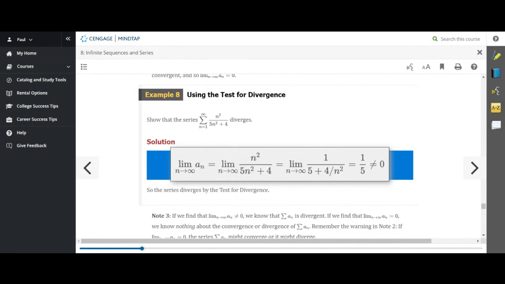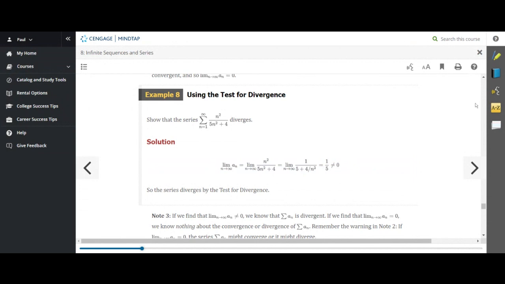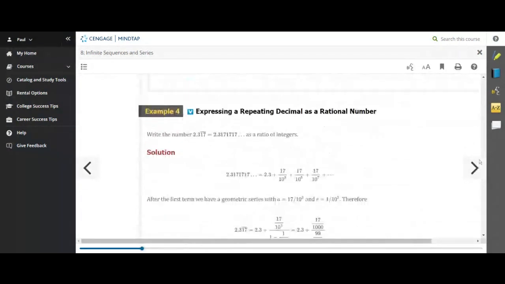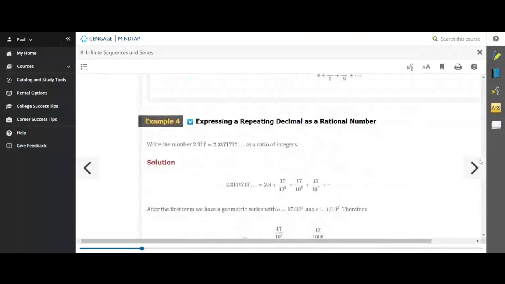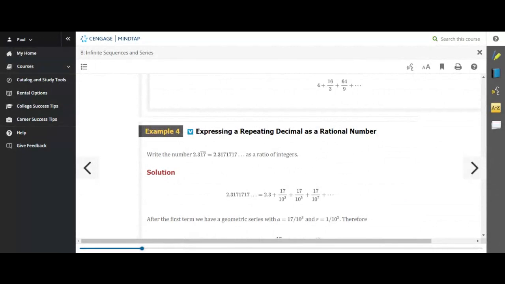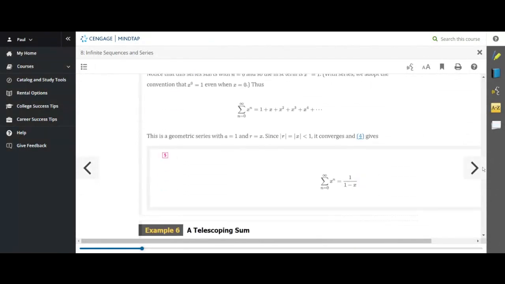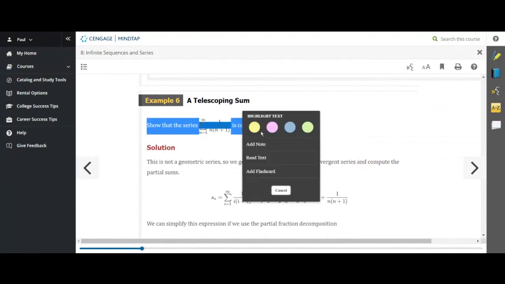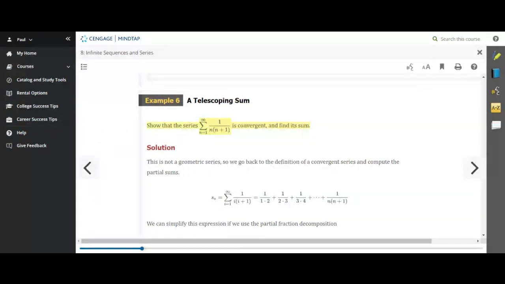Okay, let me show you something else here. Let me show you another example. Let's look at example 4 here. One moment. I'm kind of going around a little bit. Actually, let me go to example 6. Example 6 talks about a telescoping sum.